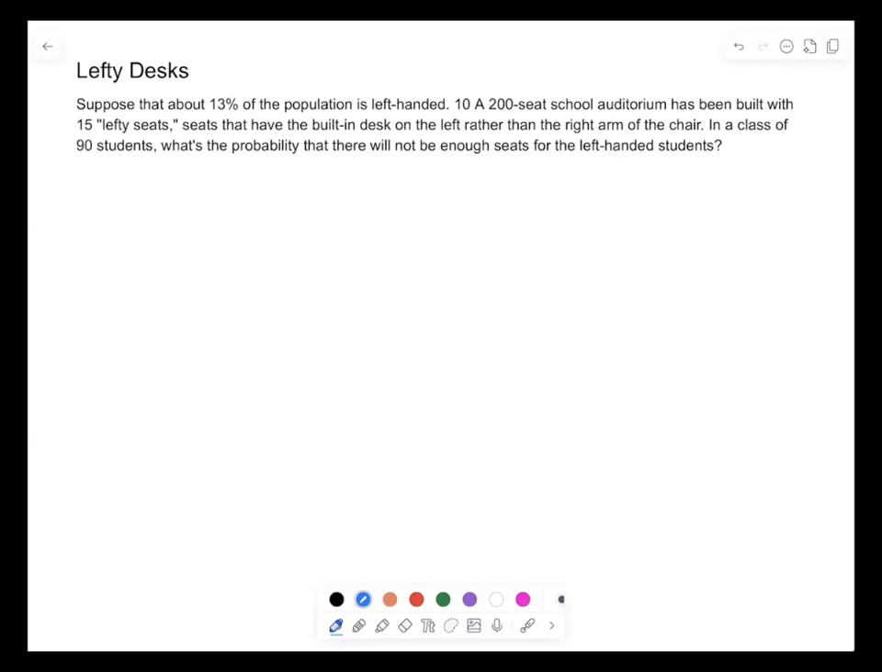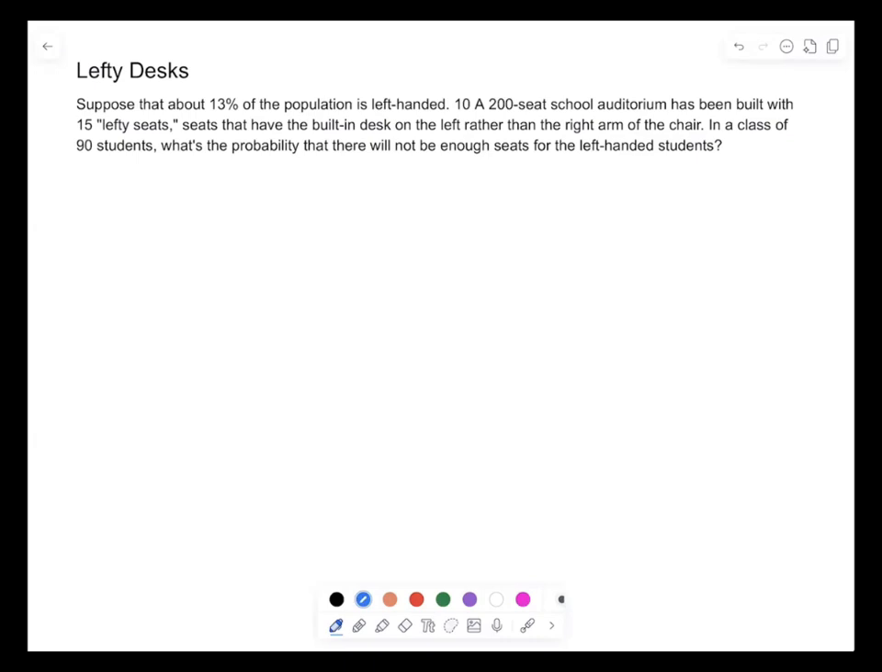I don't know if you've ever sat with one of these, but the little mini desk is on the left instead of being on the right. In a class of 90 students, what's the probability that there's not enough seats for the left-handed students?